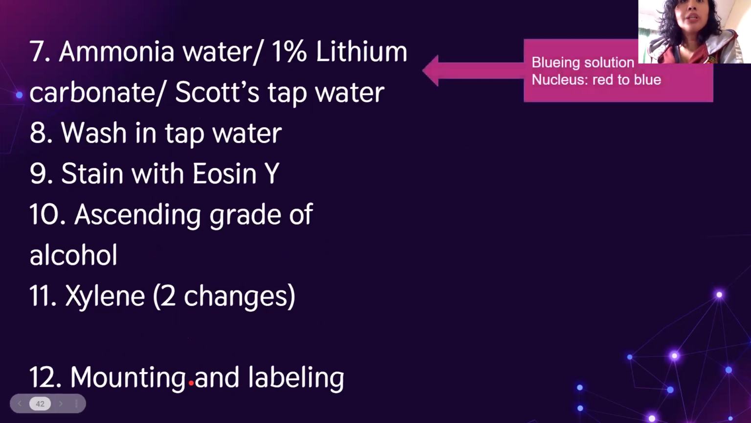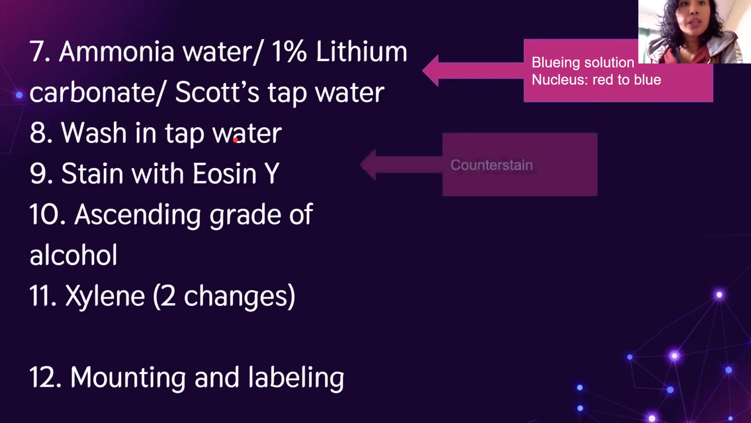We have ammonia water or either 1% lithium carbonate or Scott's tap water. Now this is your bluing step. We are turning your nucleus from red to a more permanent blue, blue-black, or dark purple. Itong bluing solution mo is also water or pH sensitive. Kung nadadilute mo yan, kailangan mo nang palitan. Next, wash in tap water, then stain with your counterstain, which is Eosin Y.